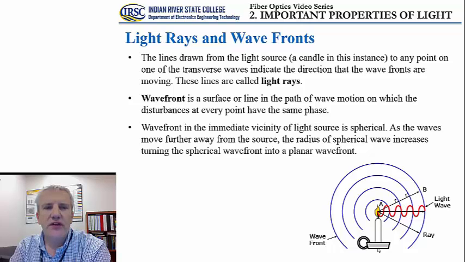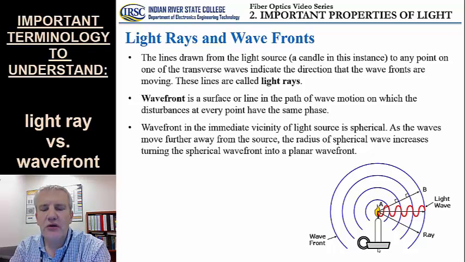So if we draw lines from a light source, in this case, we're looking at a candle. You can also look at our case with a pebble and a wave that's created in a pool of water. So we see that the candle here as a source of light is going to be spreading light in an outward direction in exactly the same way the pebble created the wave in the water.